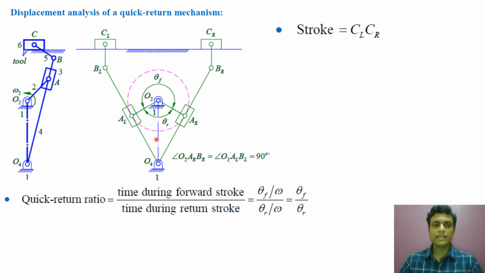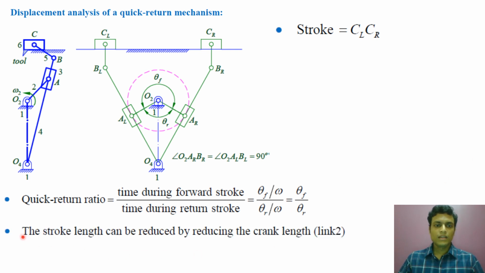So how to find theta r? Theta r can be easily determined because this angle O4 O2 AR is theta r by 2. So cos theta r by 2 is equal to O2AR, that is the crank length, divided by O4O2, that is the length of the fixed link. So theta r can be determined easily from cos theta r by 2. If theta r is determined, then theta f is 360 degree minus theta r.